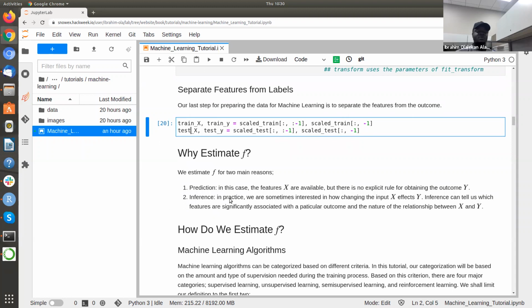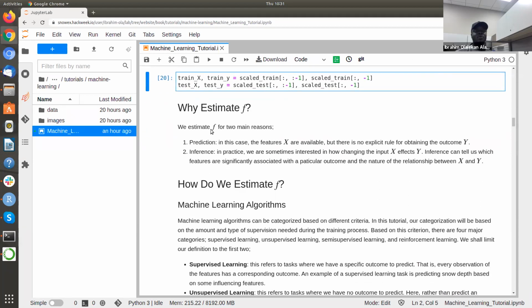The other reason why we would want to do machine learning is for inference sake. In this case, we are not only concerned about prediction, but we want to look at how changing the X variables is going to affect the Y variable. One such thing is looking at the nature of the relationship between X and Y, to see whether increasing X increases Y or decreases Y. Or you want to see if there is a significant association between your predictor variables and the outcome variable. If that is the goal of your machine learning, then you are doing inference. Or if you are just all about predicting an unknown outcome, then that is called prediction.